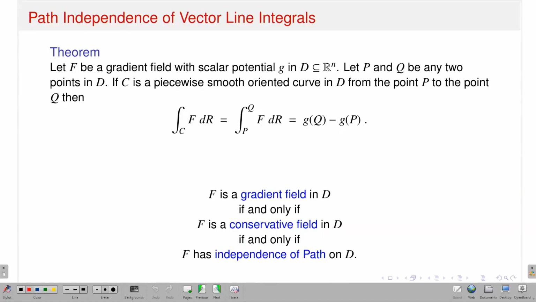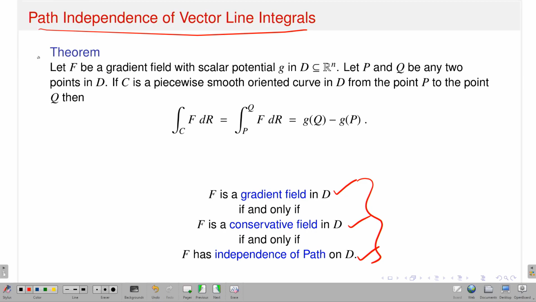Before that, I have to say what path independence is, which I already said: path independence of vector line integrals. Look at this statement: F is a gradient vector field in D if and only if F is conservative, if and only if F has independence of path in D. In my last lecture I said that conservative and path independence are equivalent. Now, once I have a gradient vector field, all three things are equivalent.